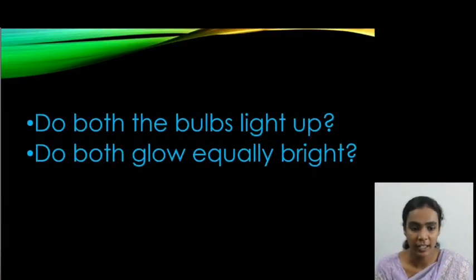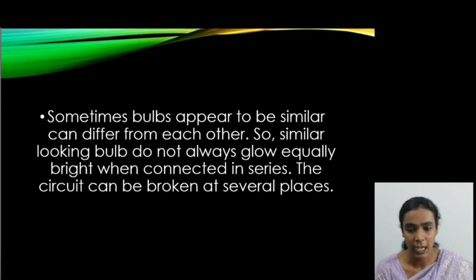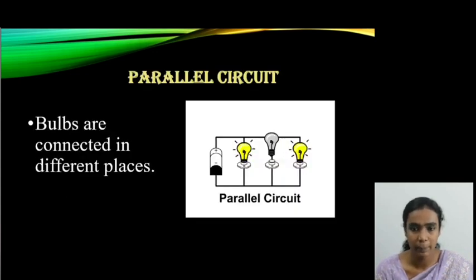Now the question may arise, do both the bulbs light up? Do both glow equally bright? Sometimes bulbs that appear similar can differ from each other. That is, bulbs can appear the same but be functionally different from each other. So similar looking bulbs do not always glow equally bright when connected in series. This is because a circuit can be broken at several places, that is a breakage between two bulbs or between a battery and a bulb.